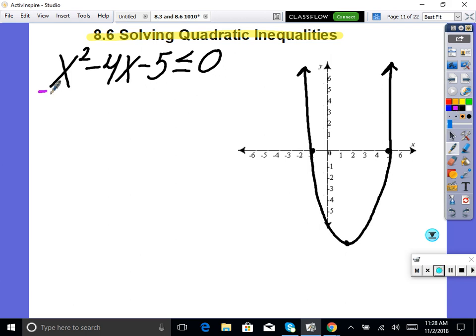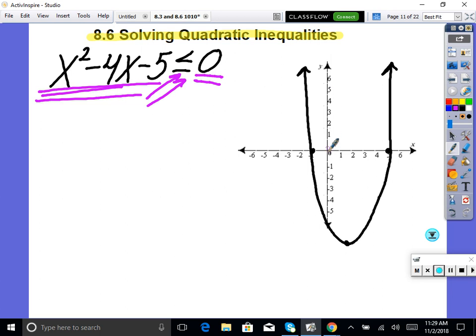This says, when is the quadratic function less than 0? When is the quadratic below 0? Now here's my quadratic. I have it graphed. Here it is. When is it below 0? Now that means when's the function below 0? So that'd be our y value. Where are our y values?